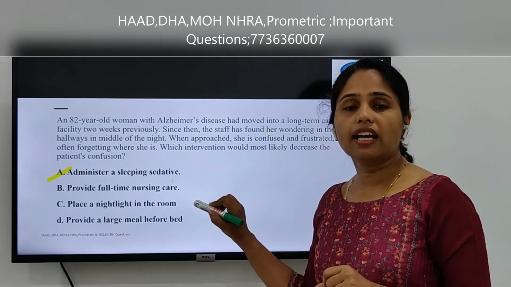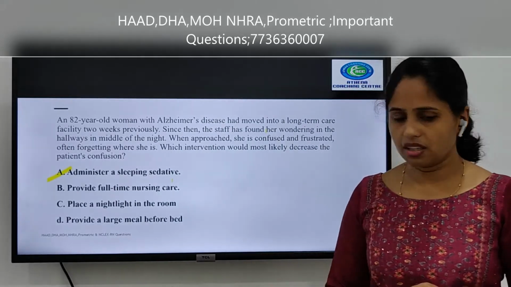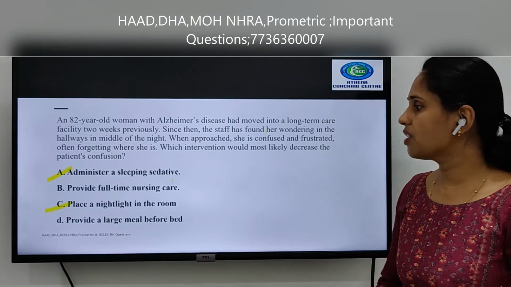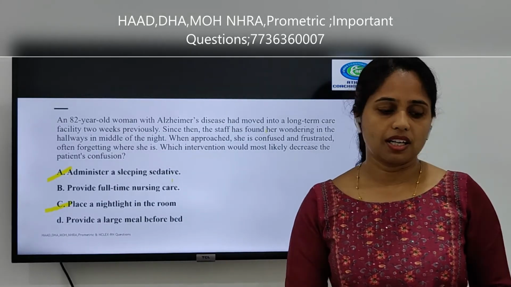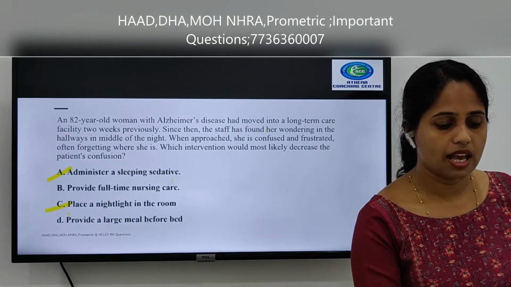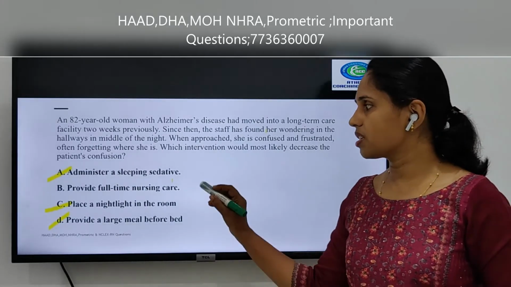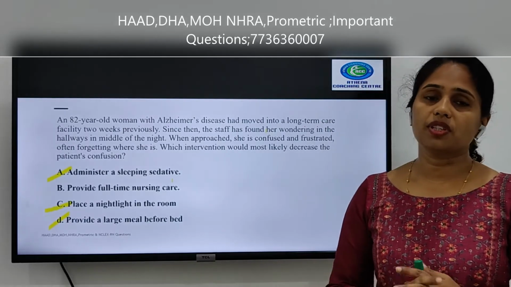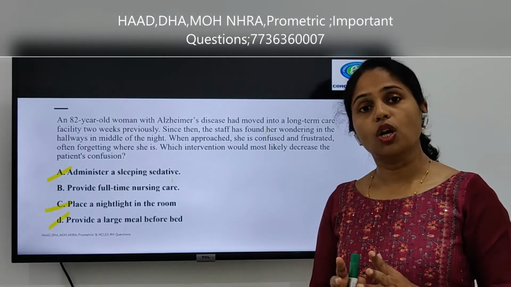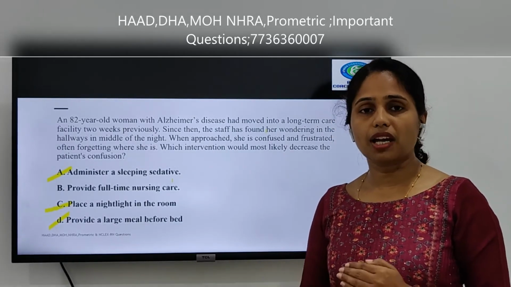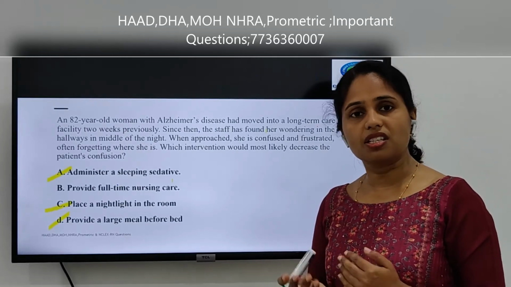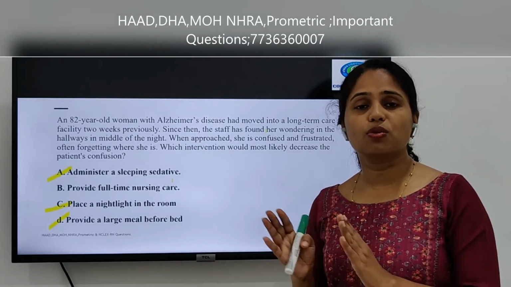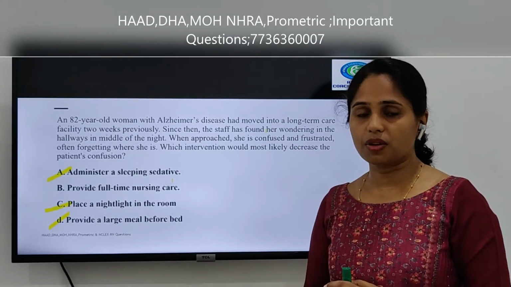And placing a night light in the room, that won't be helpful. Okay, so we can remove that. And providing a large meal before bed, even that is not a suitable answer. So the correct answer for this question is the second option, that is provide full-time nursing care. Though you have oriented the patient multiple times, if the patient is still not remembering things, it is quite normal and associated with Alzheimer's disease. Okay.